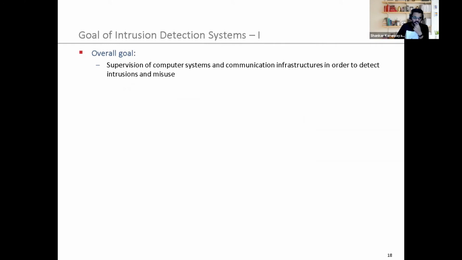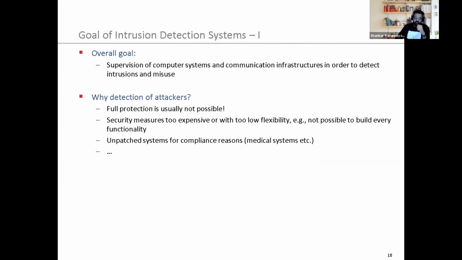Let's look at IDS. The overall goal is to conduct supervision of computer systems and communication infrastructures to detect intrusion and misuse. So why do we want to detect attackers? A full protection is usually not possible. You can try as much as you want, but it's just a matter of time before something new comes up, right? So security measures are too expensive or have too low flexibility, because it's not possible for you to build every functionality in your network, especially for a small organization.